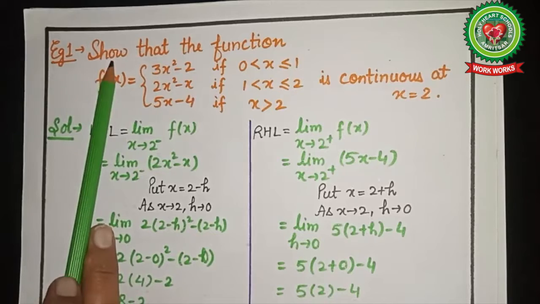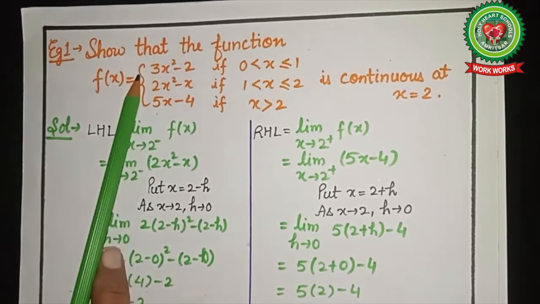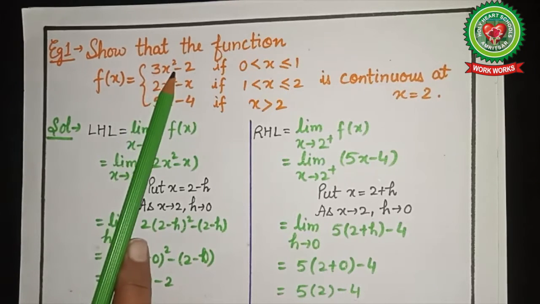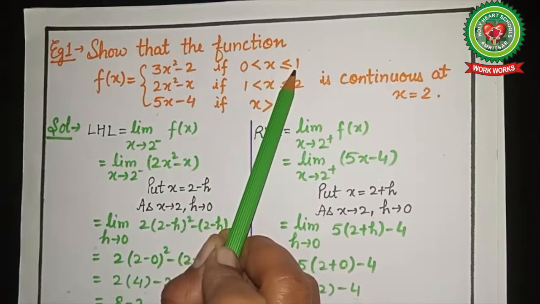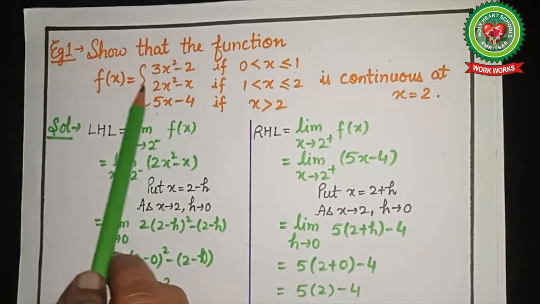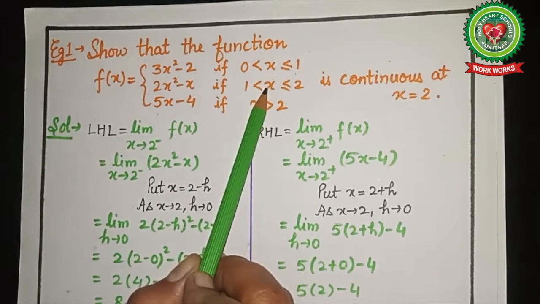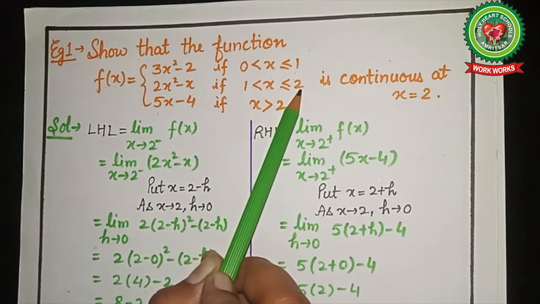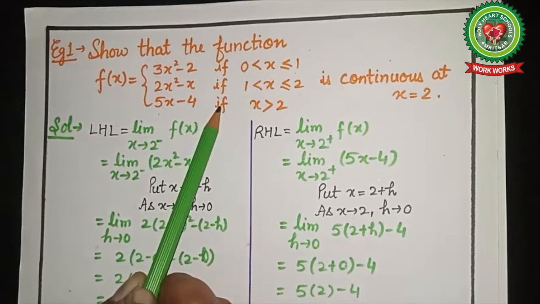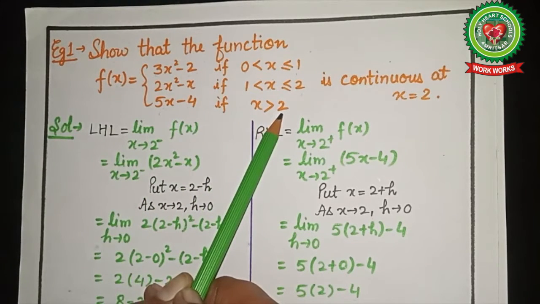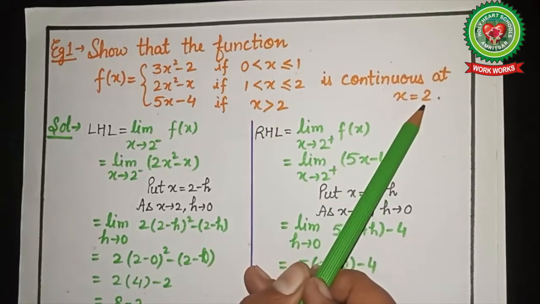For example, show that the function is divided into three parts. Firstly, it is equal to 3x² − 2 if x is greater than 0 and less than or equal to 1. So f(x) equal to 2x² − x if the value of x lies between 1 and less than or equal to 2. So it is equal to 5x − 4 if x is greater than 2. And we have to show that this function is continuous at x equal to 2.